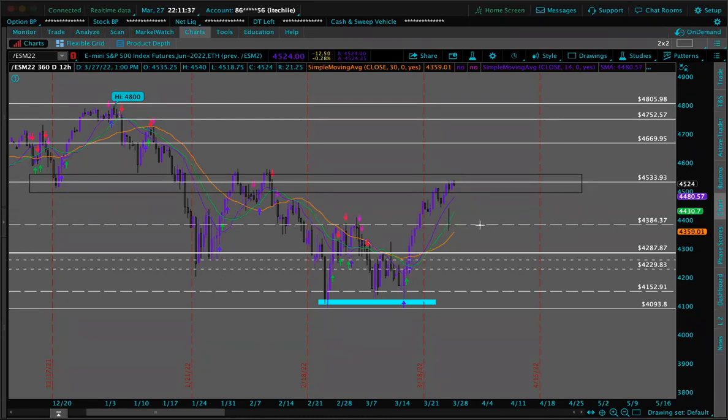These are going to be your levels to watch this week: 43.84, 45.33. These red marks you see are monthlies. These are monthly expiries. So 4/15 is the next monthly expiry.